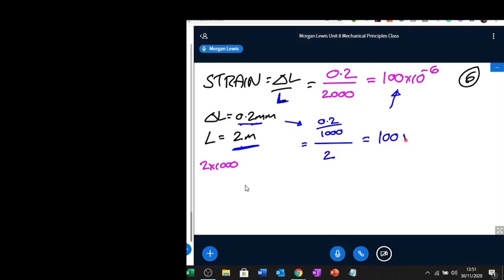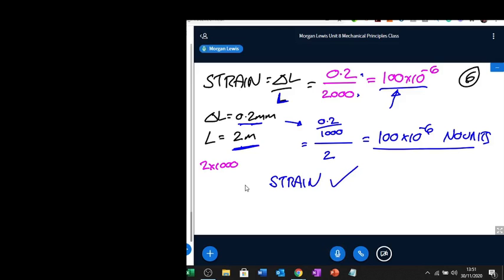So it doesn't matter really what you do, as long as you're in the same units. As long as that and that are the same units. You can be in miles, you can be in kilometers, you can be in what you want. You get the same answer. That's my strain. Is everybody okay with strain? Type a dot if you're okay with strain. As long as you're in the same unit, you should be alright.